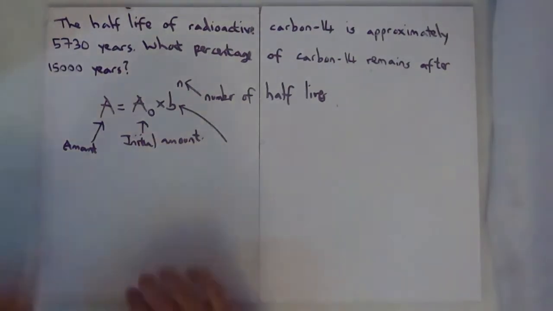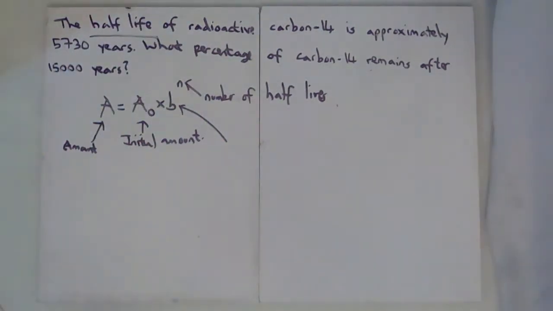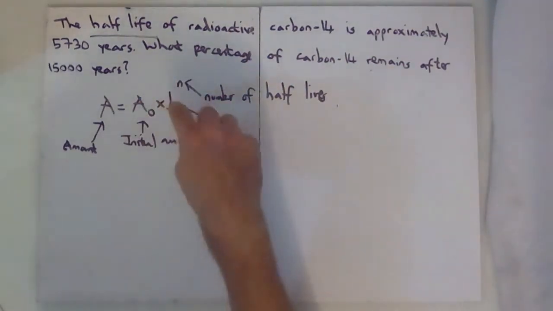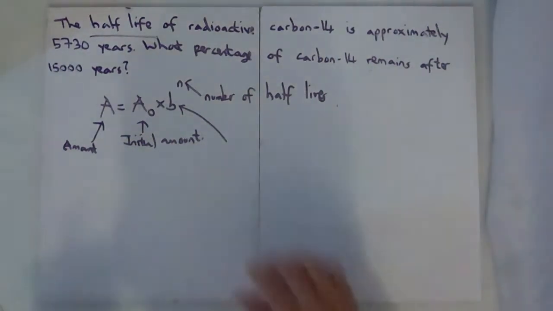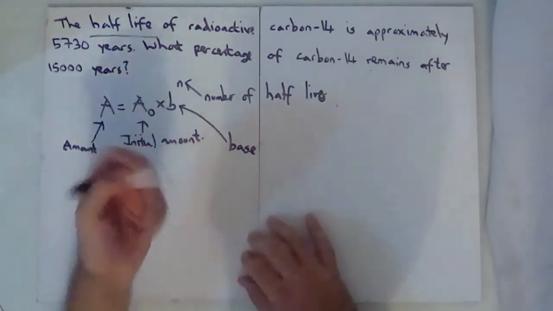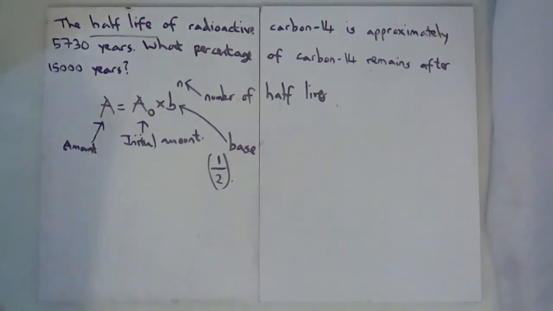We are talking about half-life, so half-life means the base is a half, because after each half-life the amount of substance halves. So imagine it was one half-life: you would get the initial amount, you times it by a half to the power 1. If it was two half-lives, you would half twice, and so on. So this B is the base, the growth factor, in this case the decay factor, which in this specific case is a half.